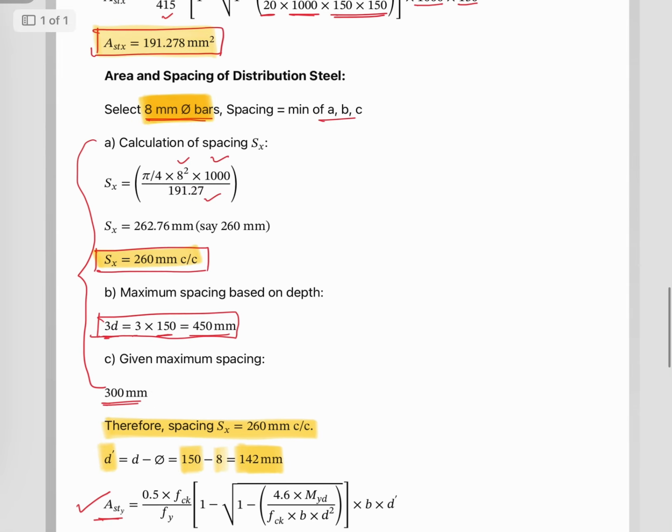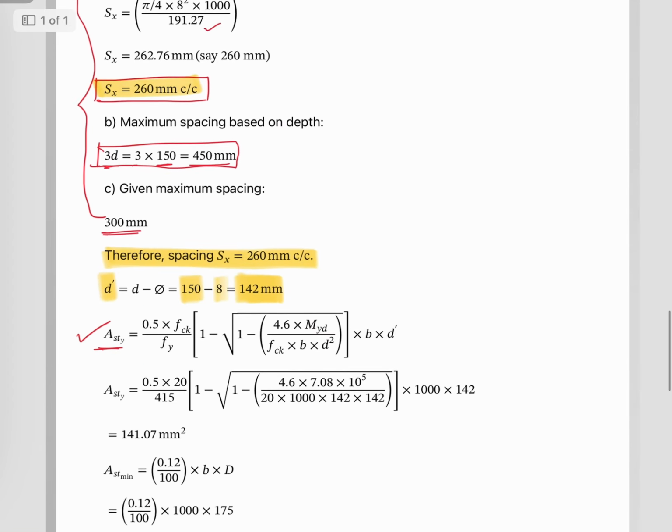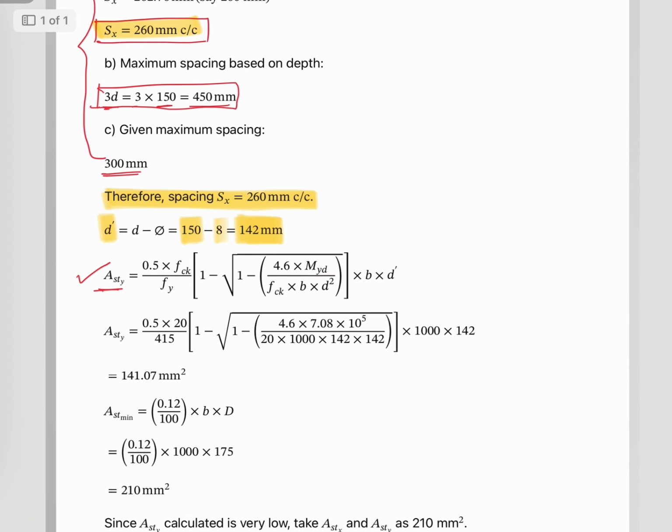See, that's a very simple thing. This I calculated for the x direction, okay, and this I am calculating for the y direction. So my spacing for both directions is changed. It doesn't mean that the spacing should be different for different locations, right? So I'm putting in every single thing; the only thing that will change is the moment for the y direction, and the effective depth also changes. Rest everything will be the same as it is. So you got the area along the y direction as 141.07.